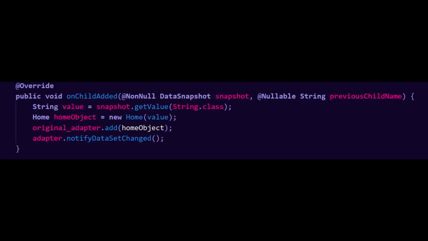So in my case, I took the snapshot from the real-time database, added it to or assigned its value to a string variable. Then I used that string variable as an argument to instantiate the home object. I would take that home object and then add it to the array adapter, which would then be used to populate a list view, which in this case would be the list of addresses that you see within the app.